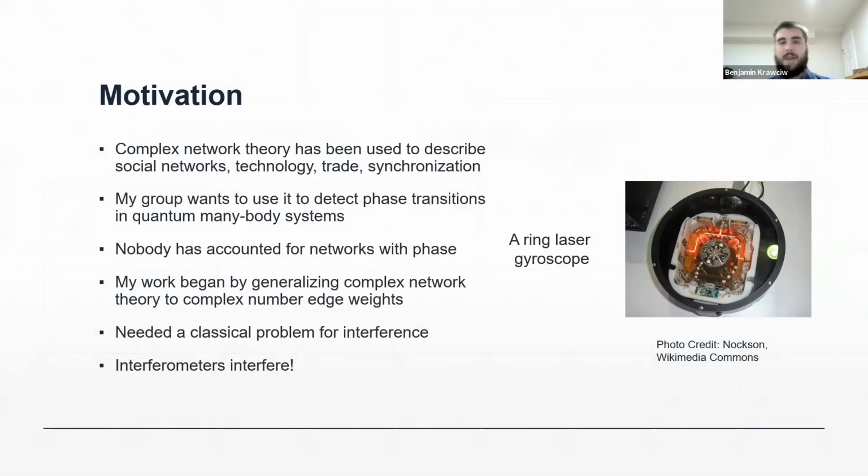So my work began by generalizing some of the complex network measures and a notion of networks for complex number edge weights that can represent amplitude and phase of signals propagating throughout them. Once I generalized this mathematics, I needed a physical problem to look at it with. I wanted something classical, something intuitive to some extent, and so I chose interferometers.